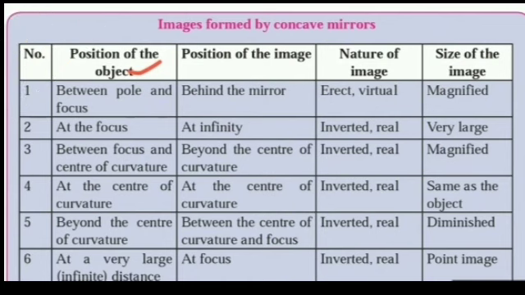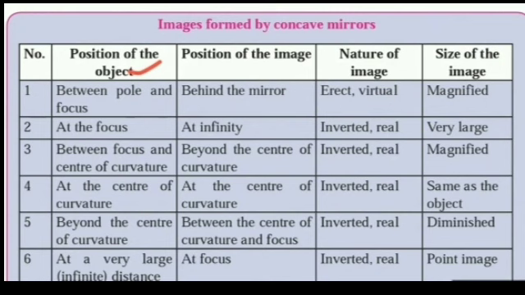The position and type of the image produced by a concave mirror when an object is placed at different distances from it are given in the table. See in this table, the position of the object is given, and the position of the image, which type of image will be formed, and the size of the image are given here.